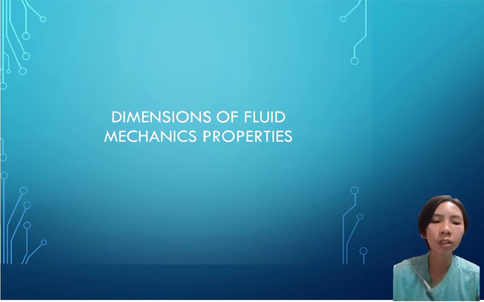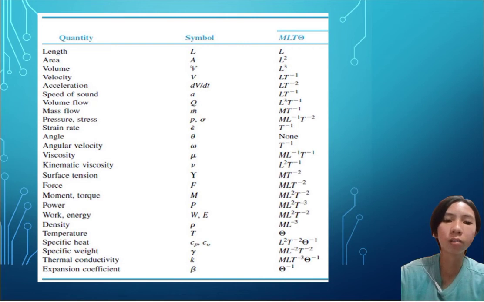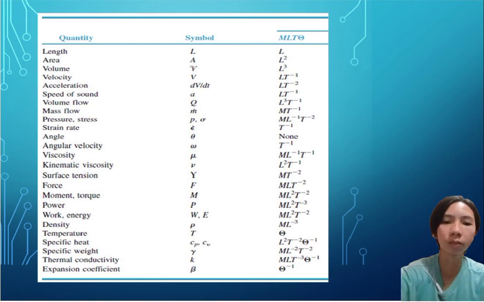Now let's proceed to the dimensions of fluid mechanics properties. As we can see in the table, we have the quantities, the symbol, and the M, L, T, Theta. So we have the quantities: length, area, volume, velocity, acceleration, speed of sound, volume flow, mass flow, pressure, stress, strain rate, angle, angular velocity, viscosity, kinematic viscosity, surface tension, force, moment, torque, power, work, energy, density, temperature, specific heat, specific weight, thermal conductivity, and expansion coefficients.